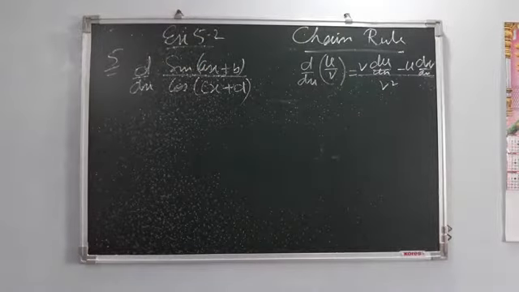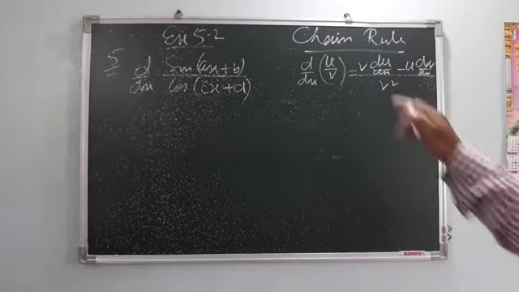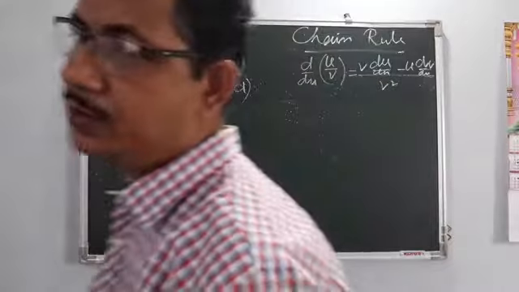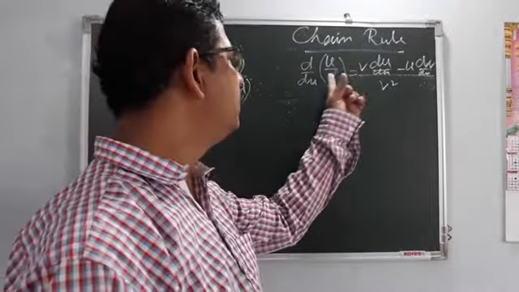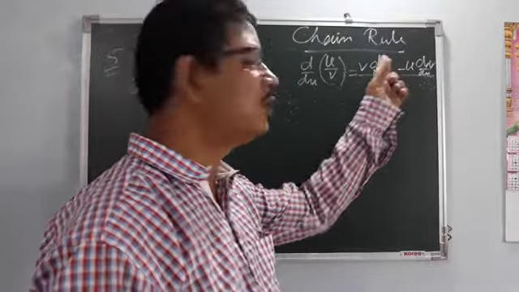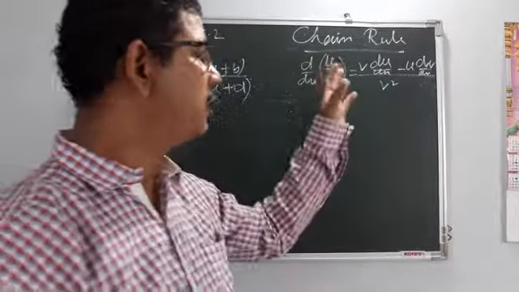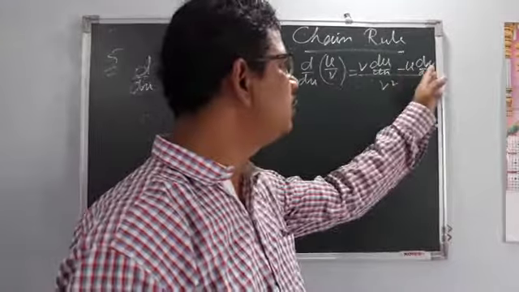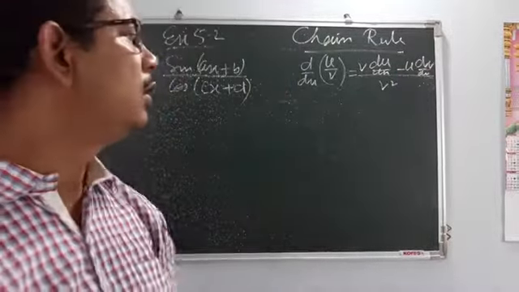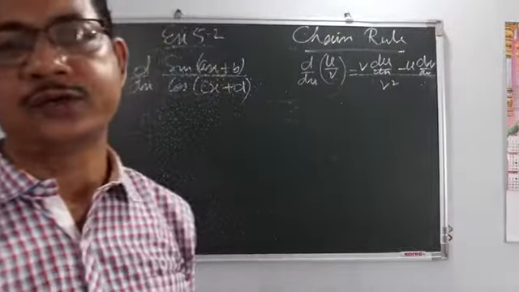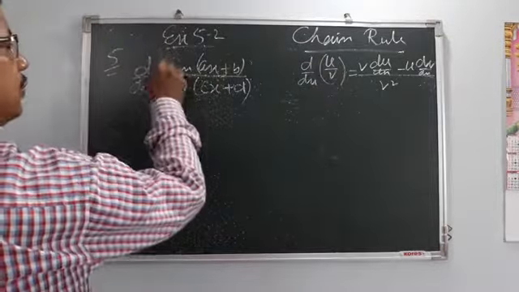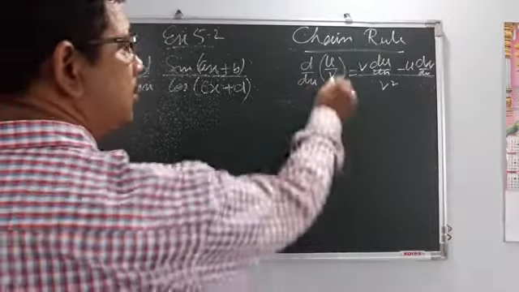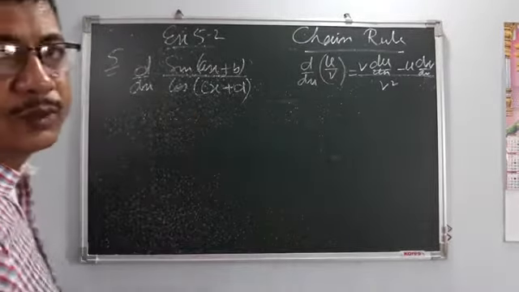If it is in rational form, then we can write in this way. It is one function of x divided by another function of x. Then we can write: denominator into differentiation of numerator, minus numerator into differentiation of denominator, whole thing divided by denominator square. Here you see that instead of u, it is sin(ax+b). Instead of v, it is cos(cx+d).